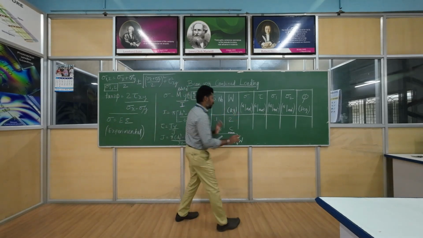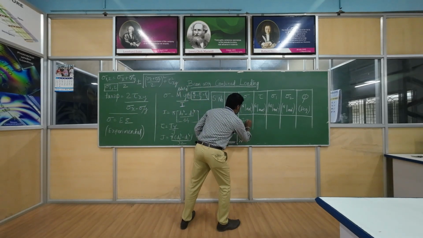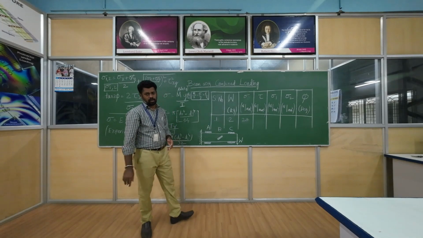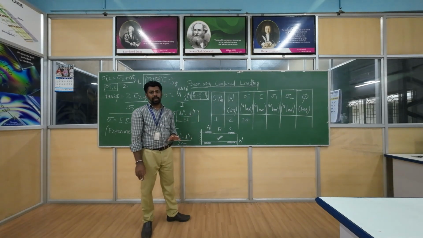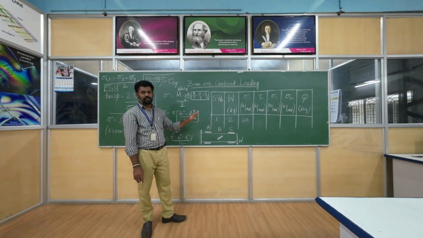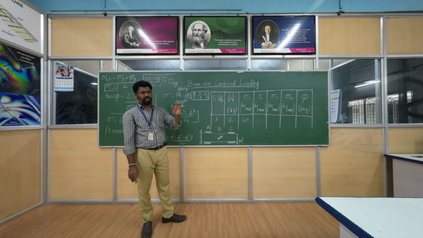Just write the stress here. You get some value, some 20 newton per millimeter square. So now we have computed the bending stress or nominal stress of the given beam subjected to combined loading.